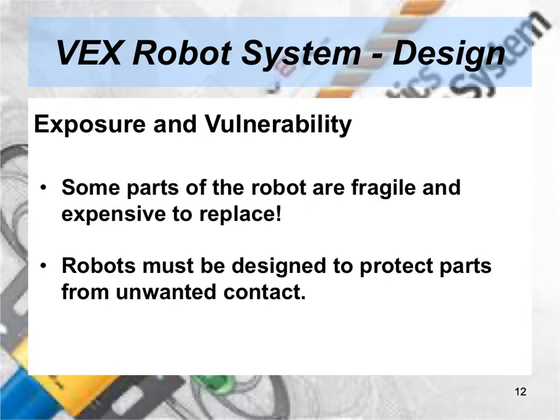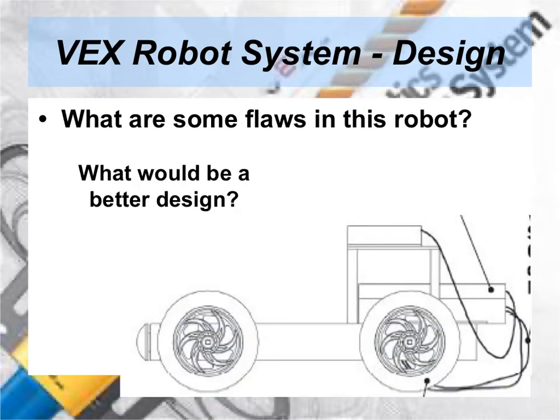Well, it's important to remember that when you're designing a robot, you have to design it to protect the parts from unwanted contact. Remember how we talked about sports? How do athletes protect their head from unwanted contact? Well, we might not be able to build a helmet for our robot, but we have to make sure that the wires are in the right place.